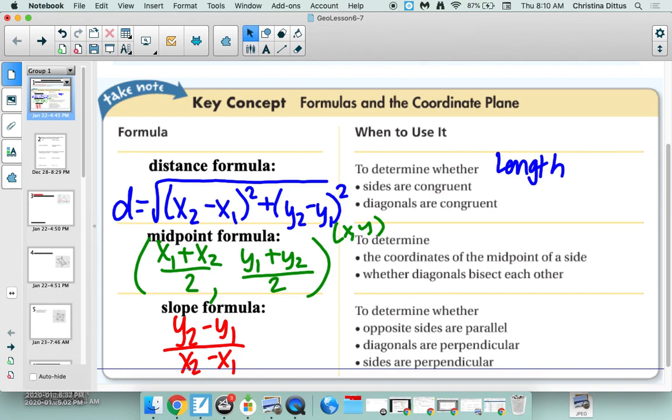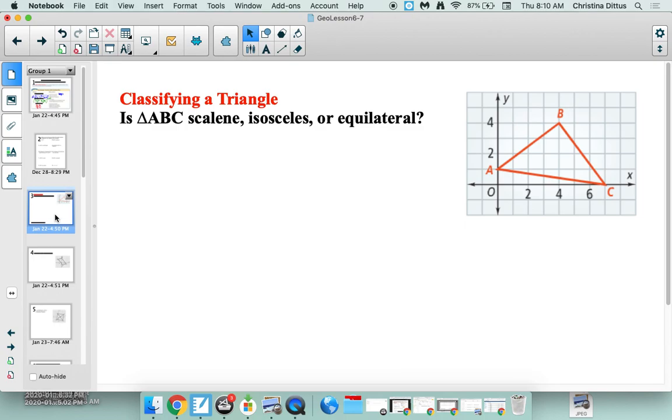Okay. Let's jump down to this one. So I think that's a whole page we skipped. Holy crap, yeah.